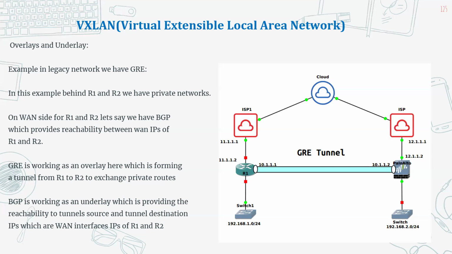So the BGP in this scenario will be called the underlay connectivity, right? Because this is providing us the reachability of the tunnel source, or where our tunnels are terminated. And this GRE is working as an overlay, which is forming a tunnel between R1 and R2 so that these LAN subnets can communicate with each other, right? So this is how the underlay and overlay concept works.